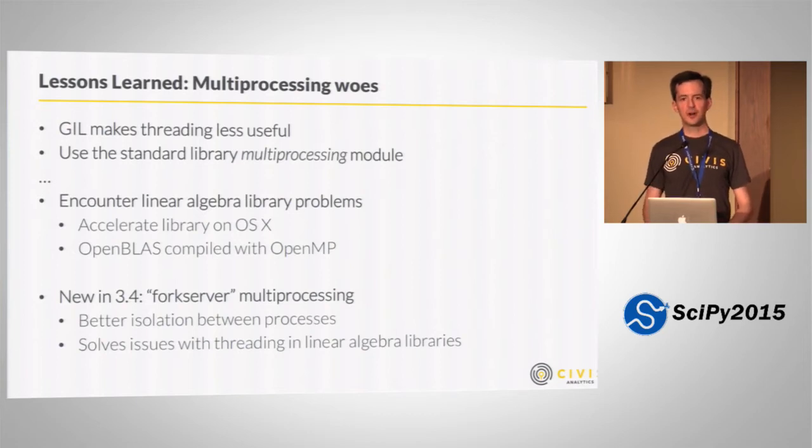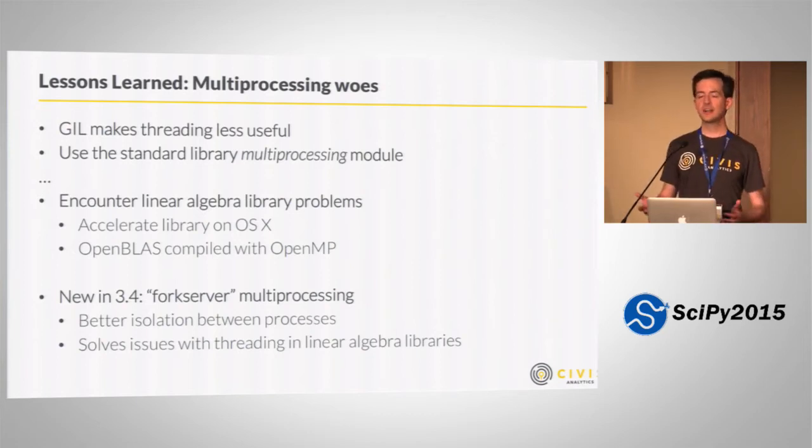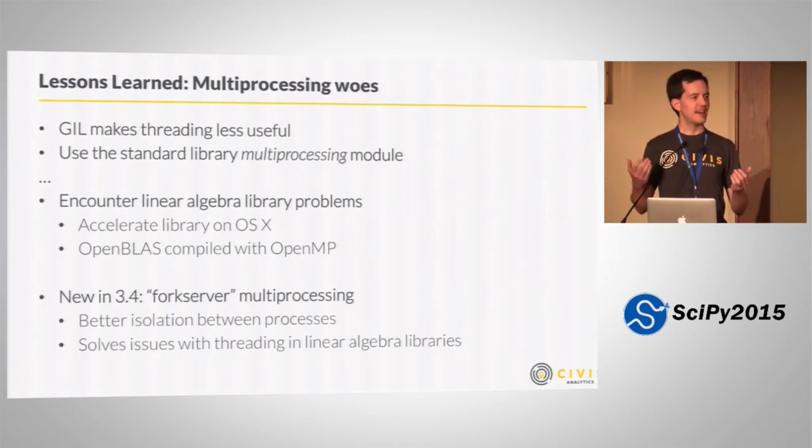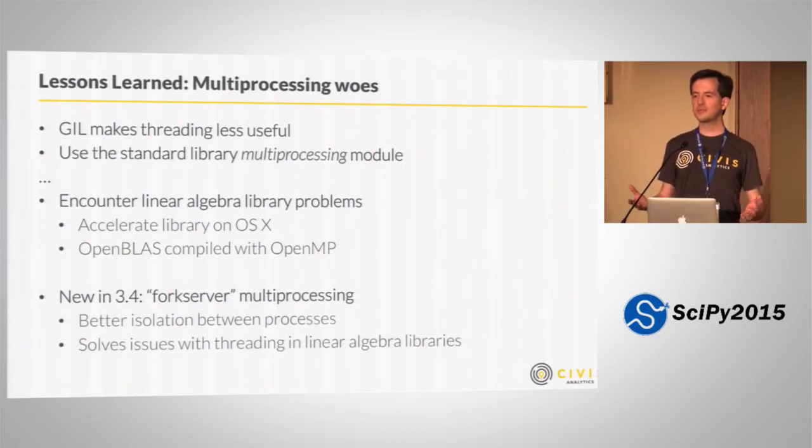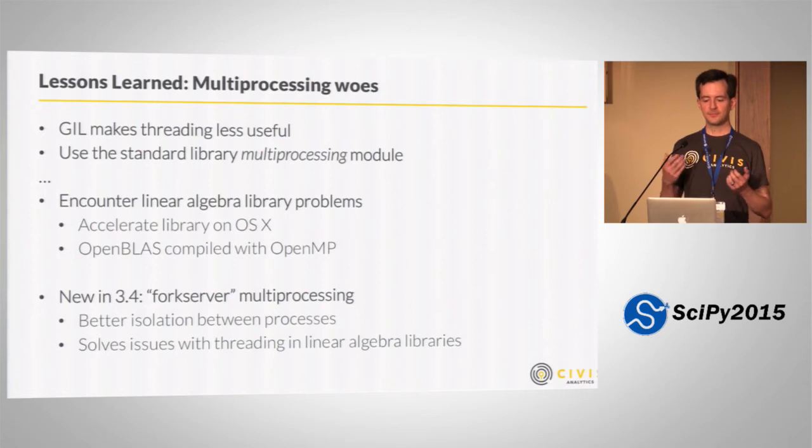But in particular, if you use linear algebra on two sides of a fork when you're developing on OS X, bad things happen. So if you build your machine learning model in your code and then you split off sub-processes to, I don't know, do cross-validation, then it just breaks. On OS X, I observed processes crashing. In OpenBLAS, it just hangs forever. Neither of those are great.